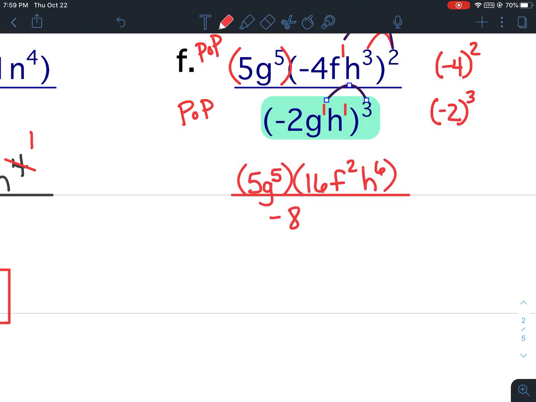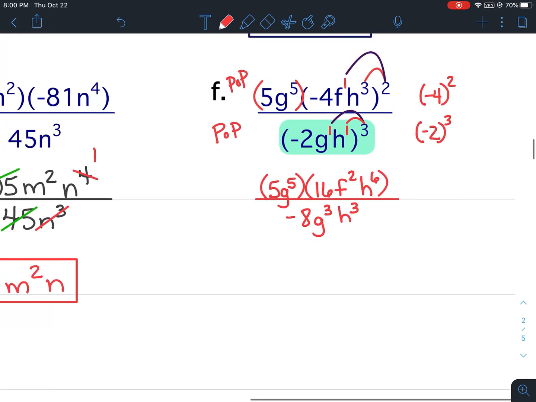3 times 1 would give me g to the third. 1 times 3 would give me h to the third. All right. Can I divide now? Well, when I look at this, I still have parentheses in the numerator, which means no, I cannot divide yet.